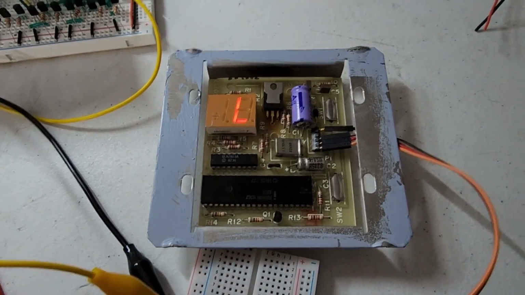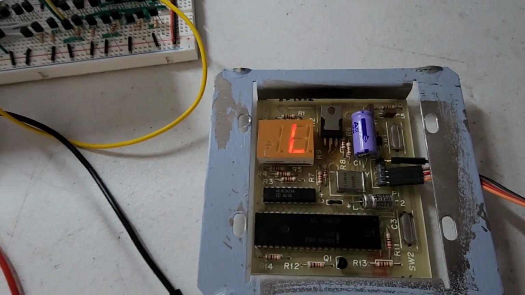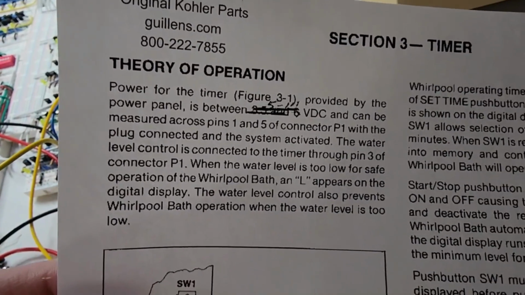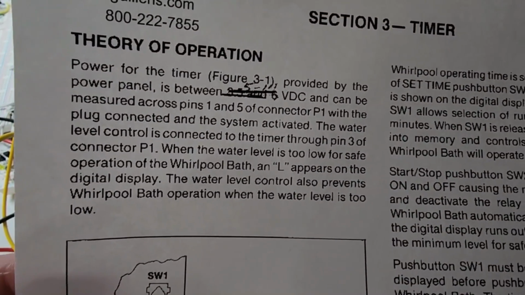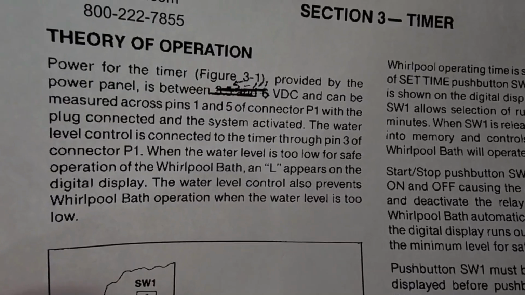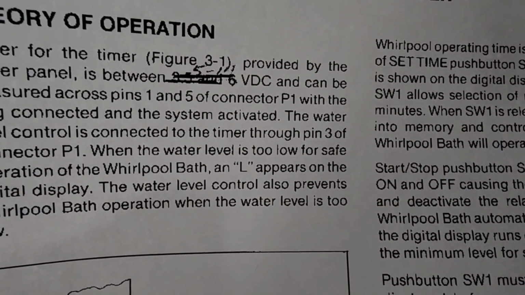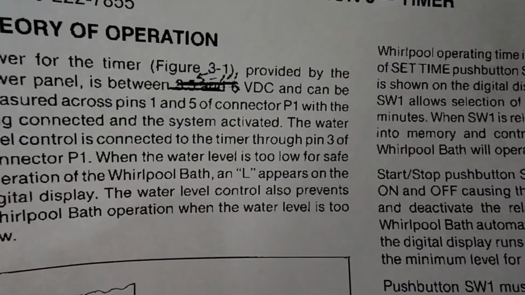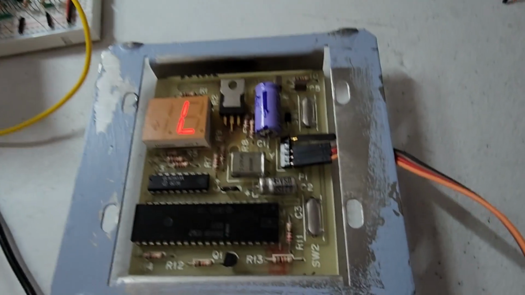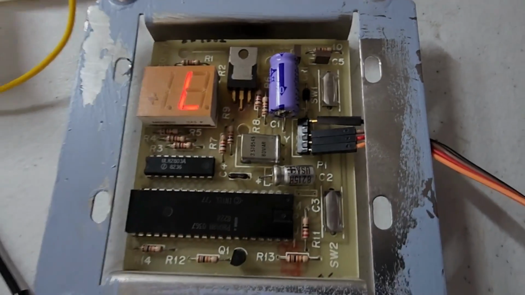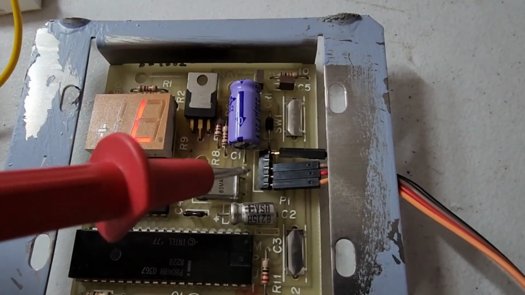Okay, we got something different. We got an L. This one said we would get an L. When the water level is too low for safe operation, an L appears on the digital display. Well, that comes from pin 3. So pin 3, let's see what is on pin 3.